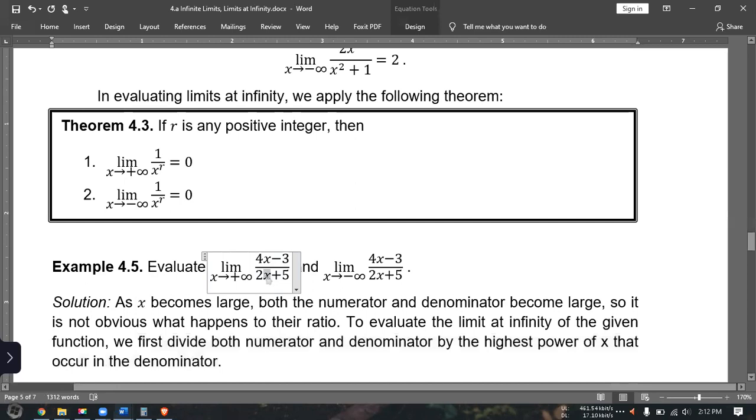Since the numerator and denominator are both linear, we look for the variable x with the highest exponent or highest power. Meaning to say, we need to divide our numerator by x and our denominator by x. If in case it is x squared, then we have to divide our numerator by x squared and our denominator by x squared. Basta, whatever the highest.